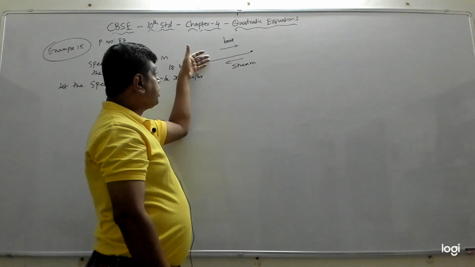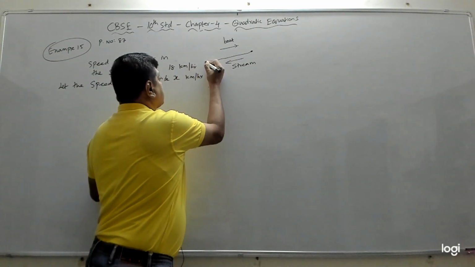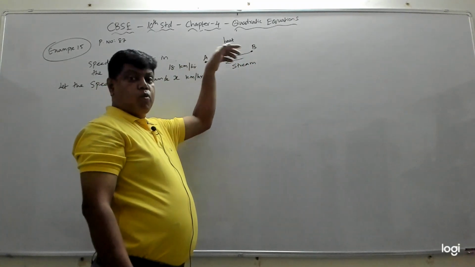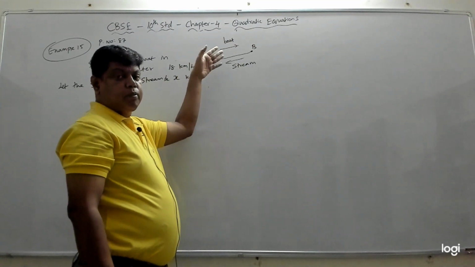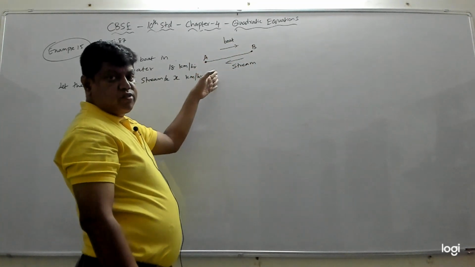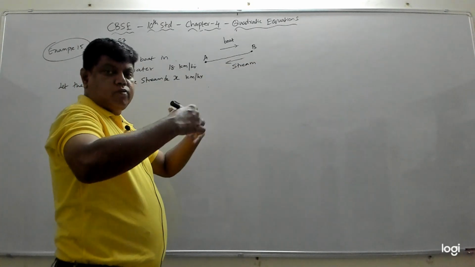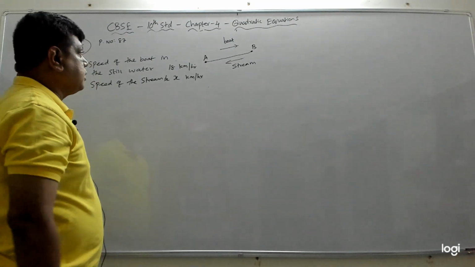Suppose it is going to cover this 24 kilometers from point A to point B, it takes 1 hour more than to come from B to A. Because while coming back it is fast, because the water is also flowing in this direction, and the boat is also coming from B to A. Both are in the same direction, so the speed will be increased, right? The speed will be faster.